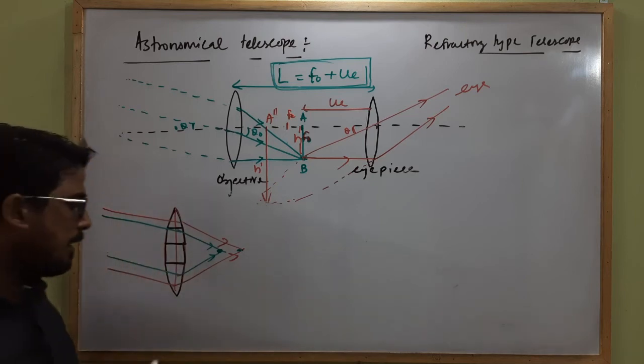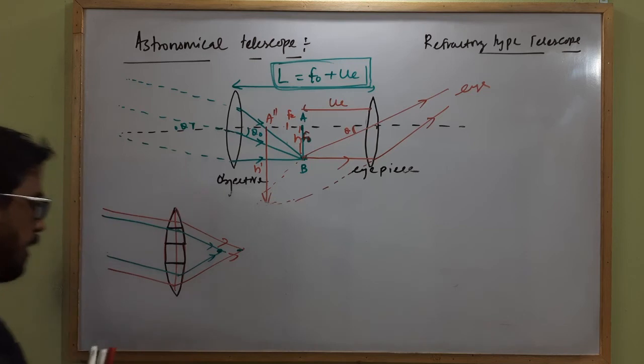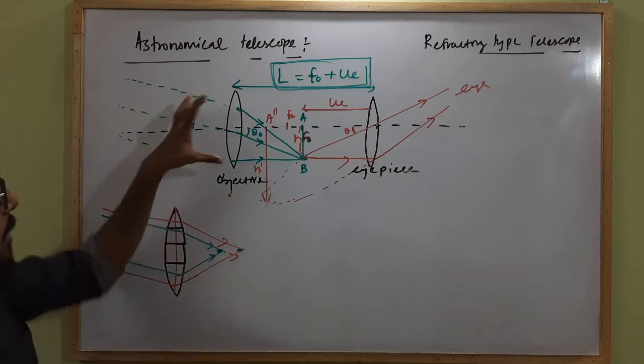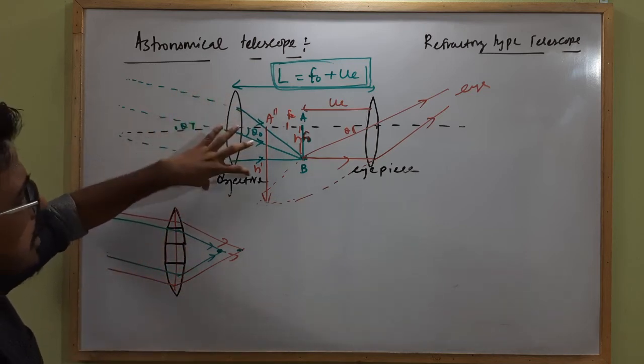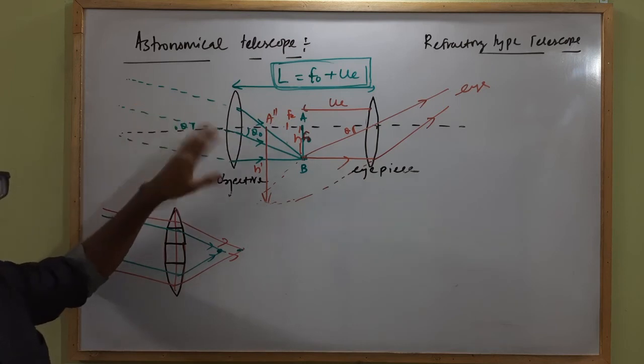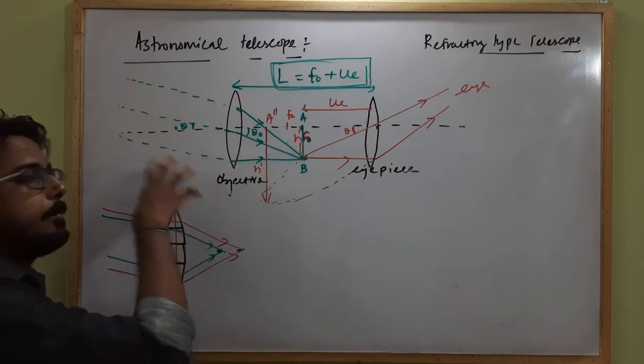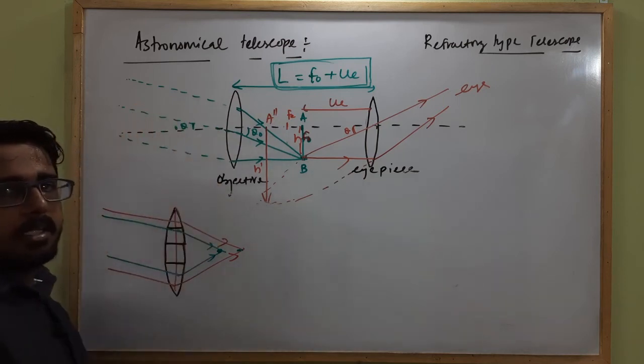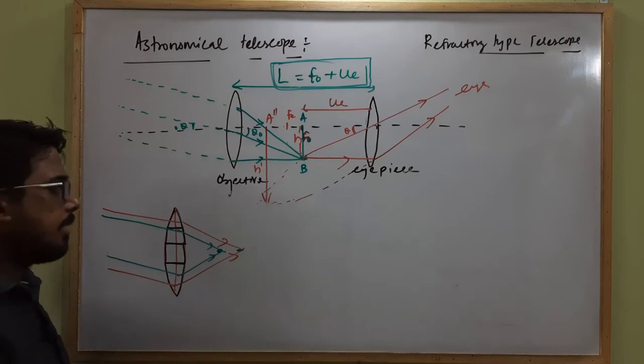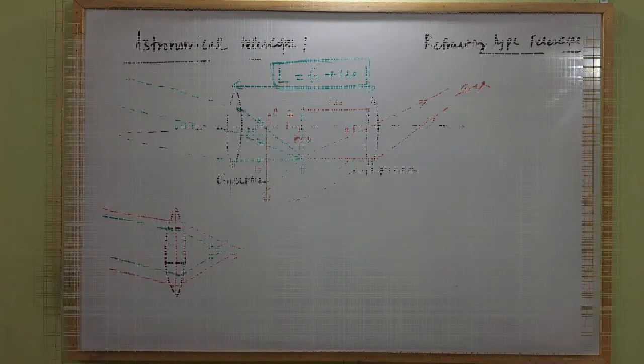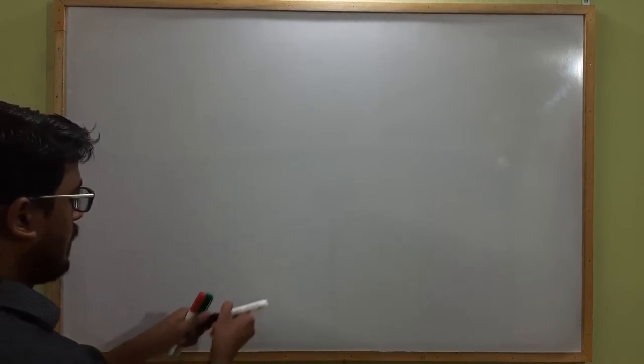So what is a reflecting type telescope? In a reflecting type telescope, the objective which is used as a lens in a refracting type telescope is converted into a mirror. So what is a reflecting type telescope? Let's discuss. Okay, so let us now discuss the reflecting type telescope.